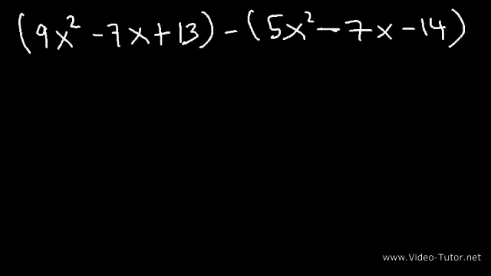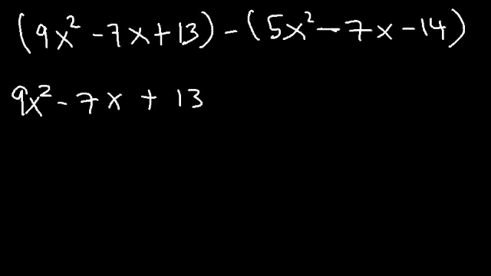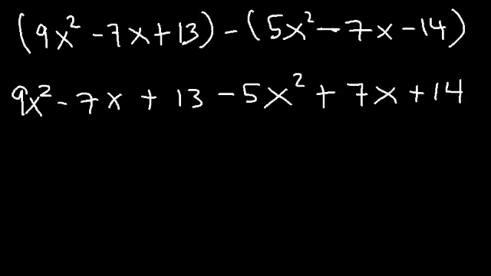Now the first thing I will do is distribute the negative sign to every term on the right. The signs will change. On the left side, you can just open the parentheses. If there's no number in front of it, you can just rewrite it as 9x squared minus 7x plus 13. And then if we distribute the negative sign to the other three terms, it's going to be negative 5x squared plus 7x plus 14. And now let's combine like terms.